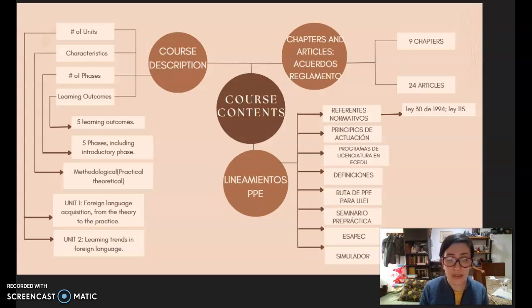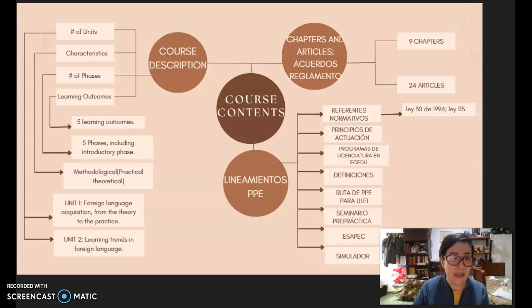And the second unit is about learning trends in foreign language. So what is being done about teaching languages? I guess it's about that. So we are going to have an approximation to the role of an English teacher. That's about the units. Now about the characteristics of the course.